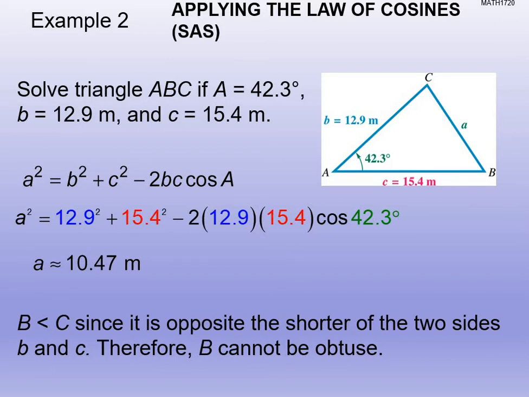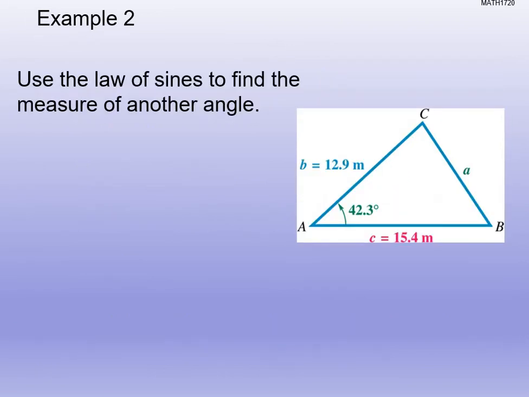C has to be the largest angle, right? The largest angle has to be across from the largest side. Smallest angle has to be across from the smaller side. Alright, so we know that A has to be the smallest angle, at 42.3. So we can use the law of sines to find the other angle here, just to verify and check everything.